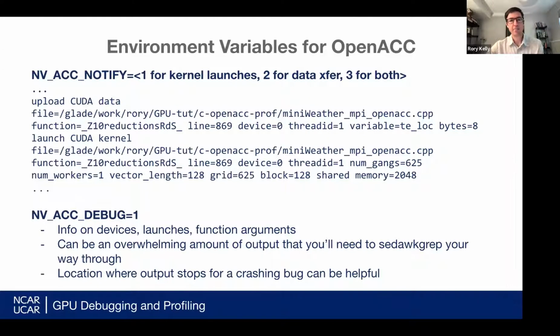Similarly, turning on NV_ACC_DEBUG equals 1 gives you additional information on launches, on the state of the device, and on what function arguments were being inserted into kernel calls. Similarly, it's a ton of output. So I don't know that you would want to print that out for a large code and go line by line through all of it. It's pretty overwhelming. So you want to grep your way through it, or maybe just look at the tail end of it and see where a program terminated and what the lines around that point were. That can give you some information about what kernel was being called and what arguments were going into the kernel.